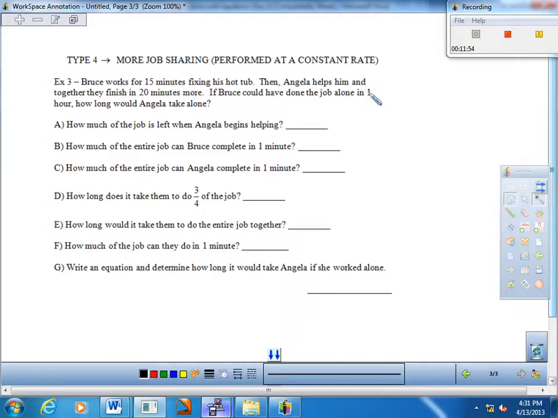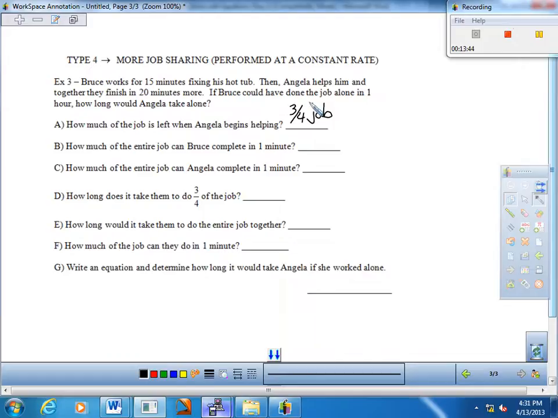So let's go to letter A, and I think this is a good preliminary question here. Take a look at this piece. Bruce has already done part of the job by himself. Then Angela helps. Letter A asks, how much of the job is left when Angela begins helping? All right, so take a look at the information in the problem. Bruce is going to work for 15 minutes starting it out. And he can do the job in an hour. That's the key. So it's all about Bruce, at least initially. So how much of the job is left when Angela gives him a hand? And I hope you would say that 3/4 of the job is left. Everyone okay with that?